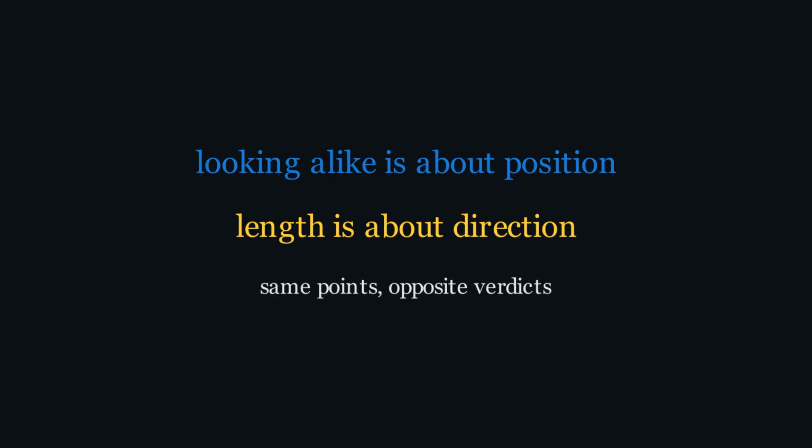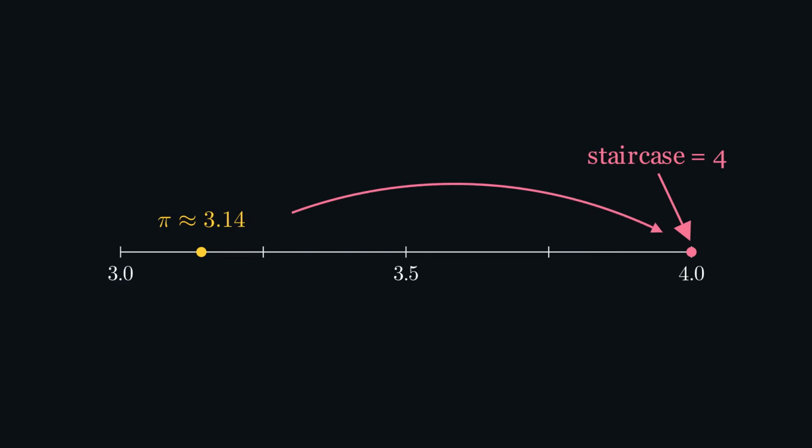So the fix is basically don't trust a shape just because it looks like another shape. Looking alike is about position, length is about direction, and two curves can share every position and disagree on every direction, which is a genuinely weird sentence that happens to be true. Here's the thread I want to leave you chewing on. The staircase length was 4. The real answer is pi, about 3.14.